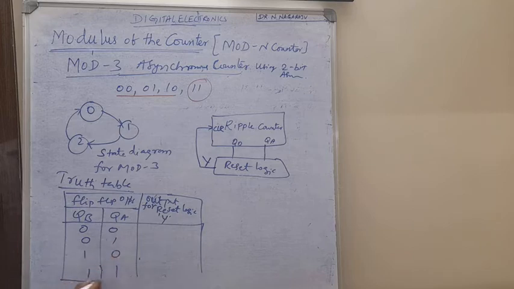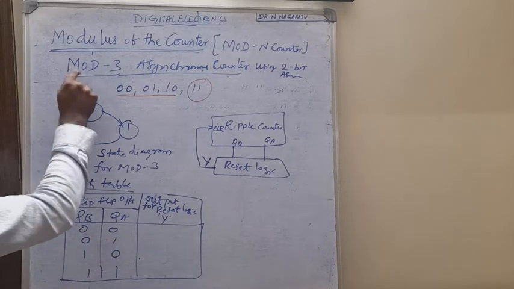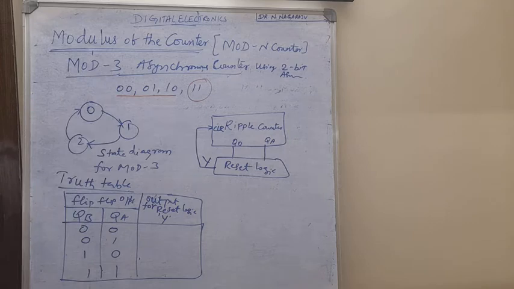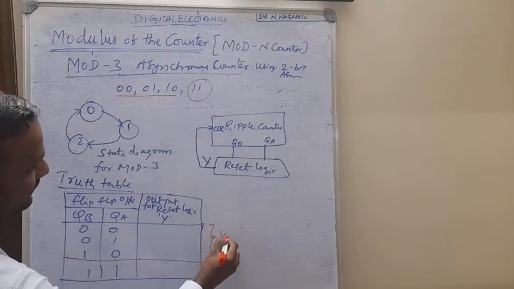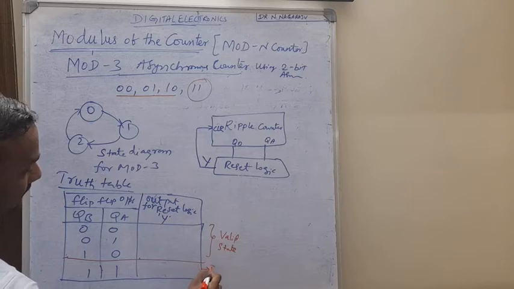So basically the 2-bit counter exhibits what? 4 states: 0 0, 0 1, 1 0, 1 1. But the question they have asked is mod 3. So it exhibits only what? 3 states. So up to this is a valid state, this is a valid state, this is a valid state, and this is an invalid state. That has to be reset.